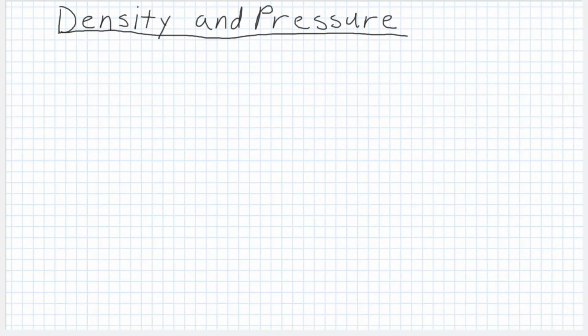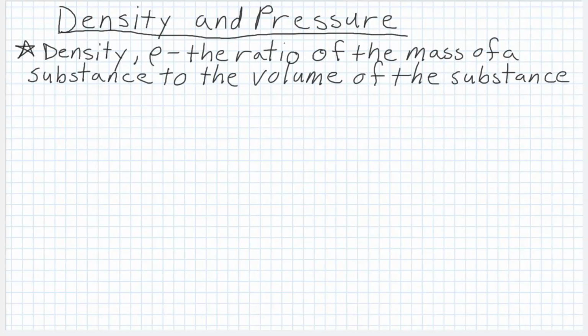This video is going to be the start of the fluids topic, and it's going to be about density and pressure. Density, which we'll represent with the Greek letter rho, is the ratio of the mass of a substance to the volume of that substance. The equation for density is equal to the mass, m, divided by the volume that substance takes up.